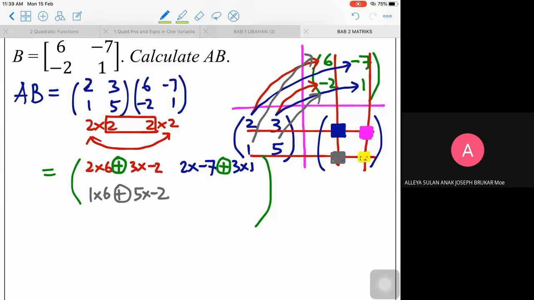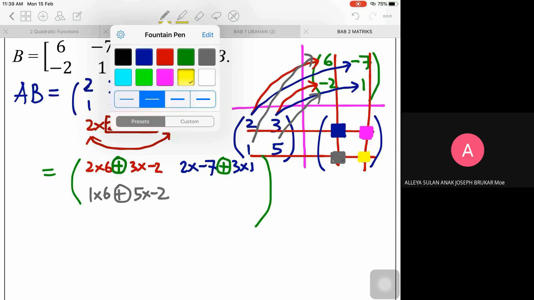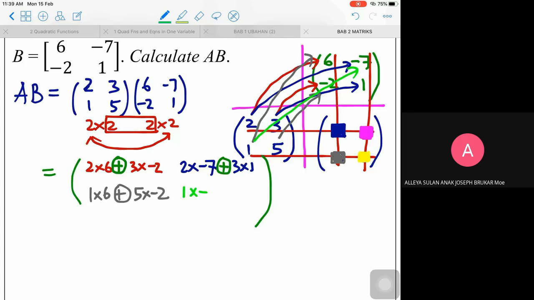For the last element, it is from second row, second column. So how do we do it? So 1 times -7, plus 5 times 1.